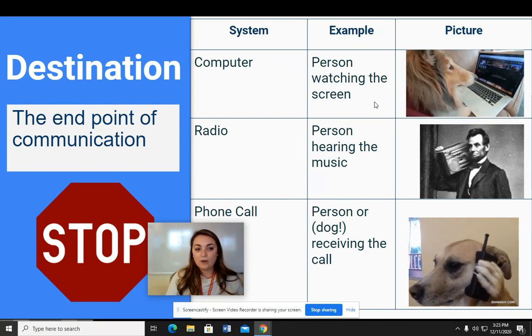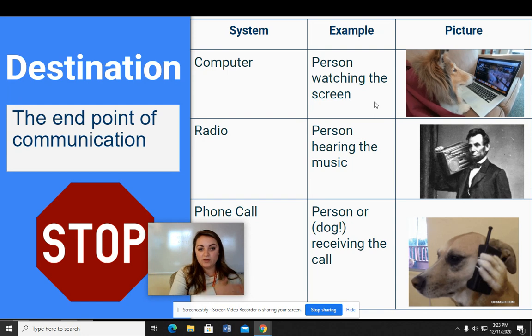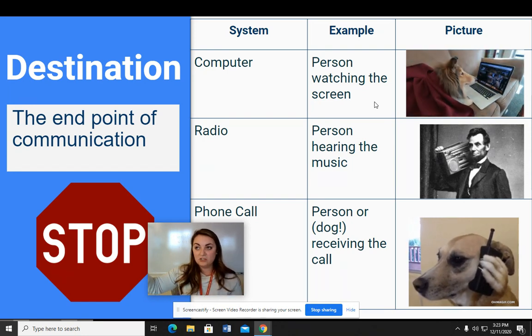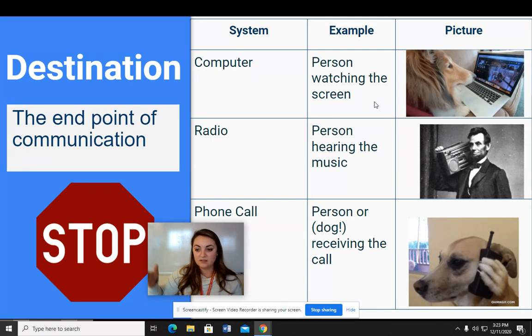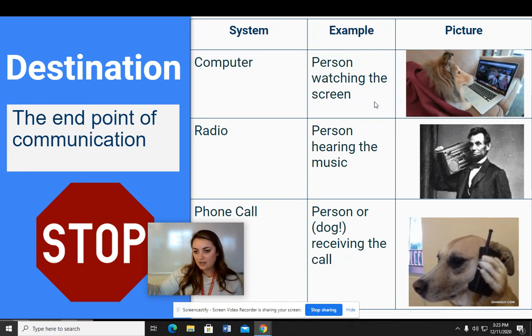And so when that message goes from the source all the way through those steps and reaches the destination, we know that the communication system has worked. It was successful.